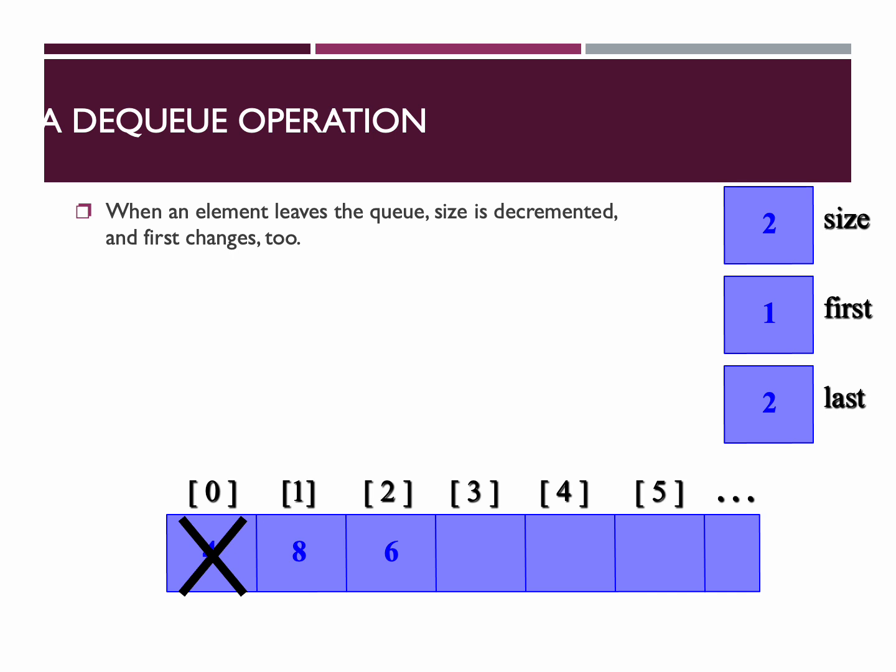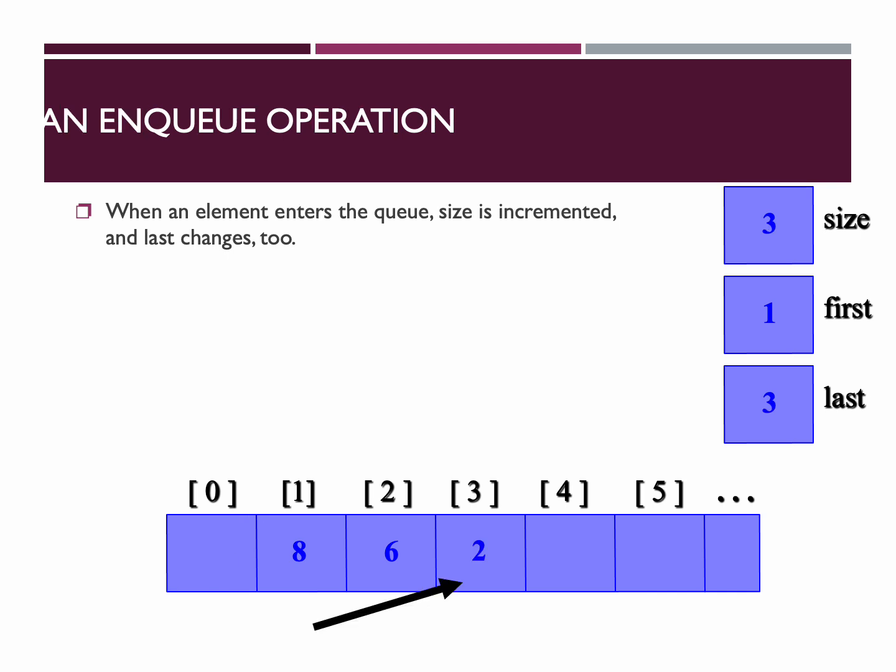So the first is now 1, the address is now 1, and the last is still 2. This shows how the member variables change when an item leaves the queue. So if you look here, when we add an element, the size will increment and the last will change here.